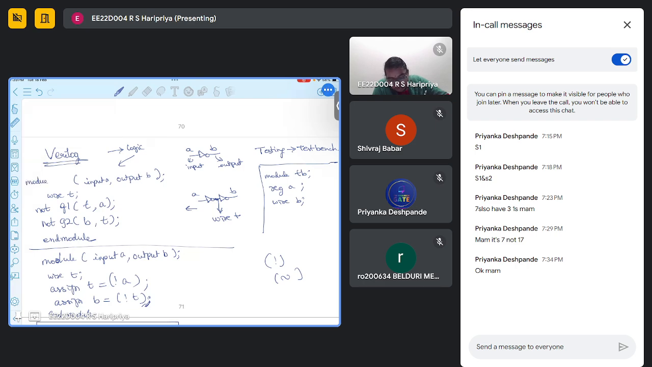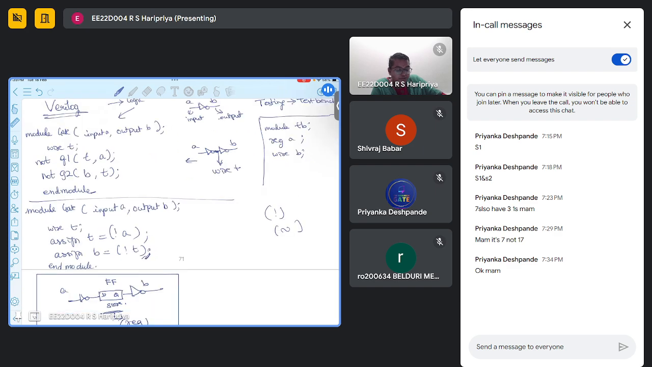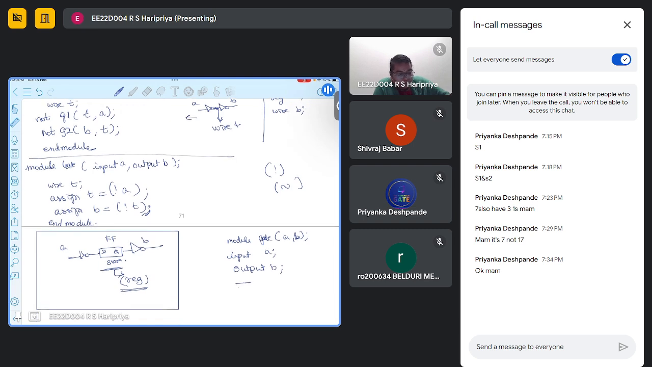A module will start with the module name, say gate. This is also a module. So a module should always start with the module name, port list, input and output ports, or here we can also directly give module gate A comma B, then define what is input, what is output, and the operation, then the endmodule. This syntax is also a valid syntax.